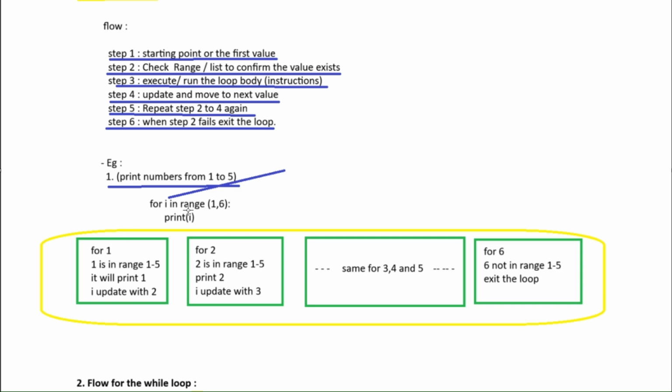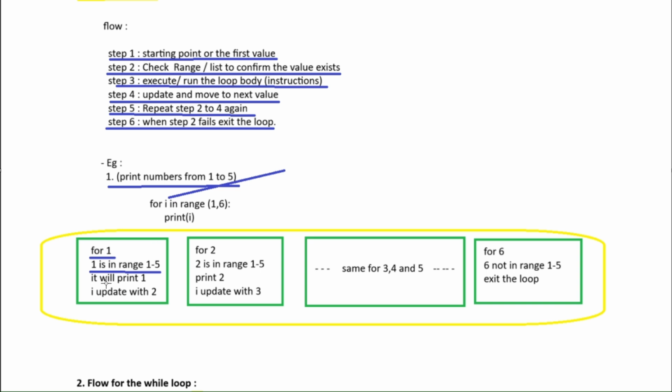In step 1, Python starts with i equals 1. In step 2, it checks if 1 is within the range of 1 to 5. I am saying 6 here because Python loops exclude the last value. Like if we mention 5 over here, it will go till 4. So to go to 5, we write 6.